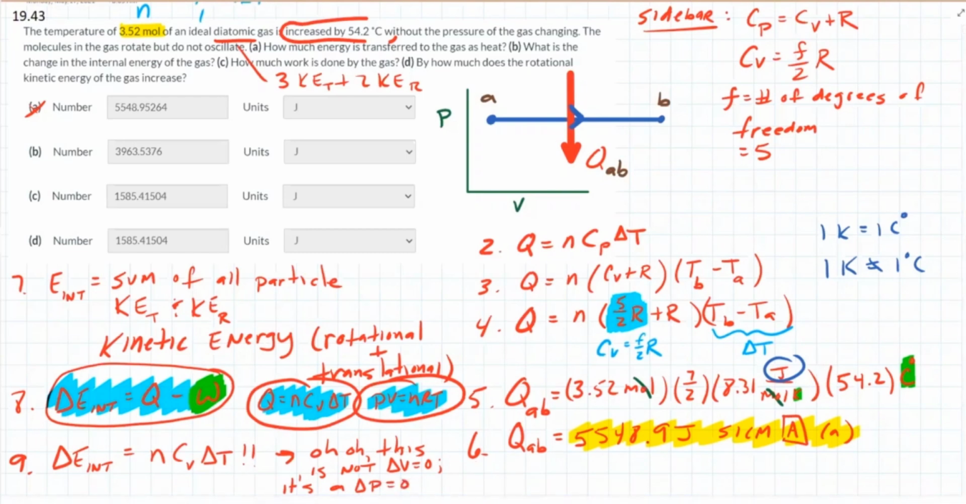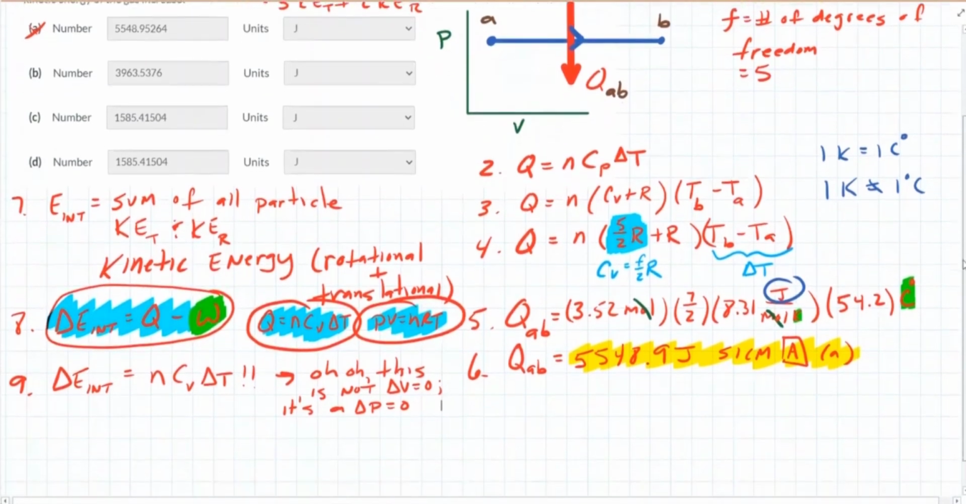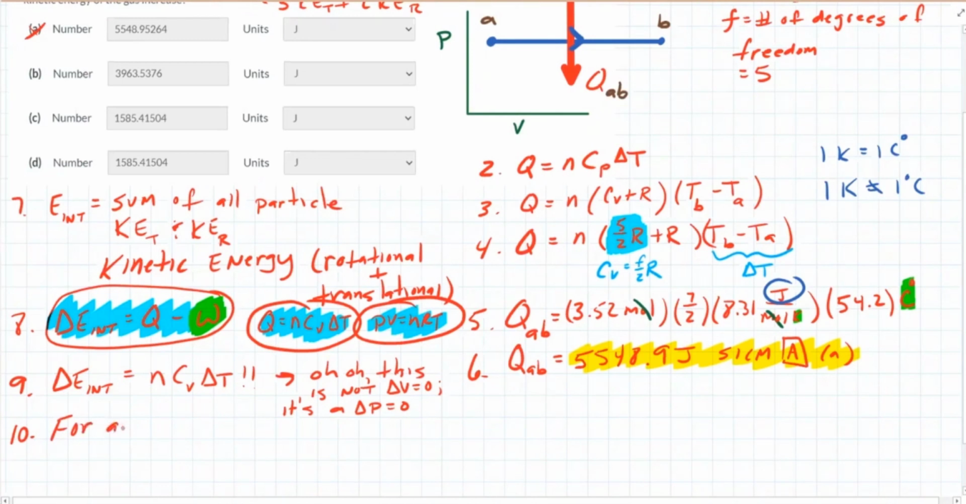But it turns out, and I broke a profuse sweat in the lecture video explaining why, it turns out for any process you can think of, for any process, change in internal energy is in fact NCV delta T.